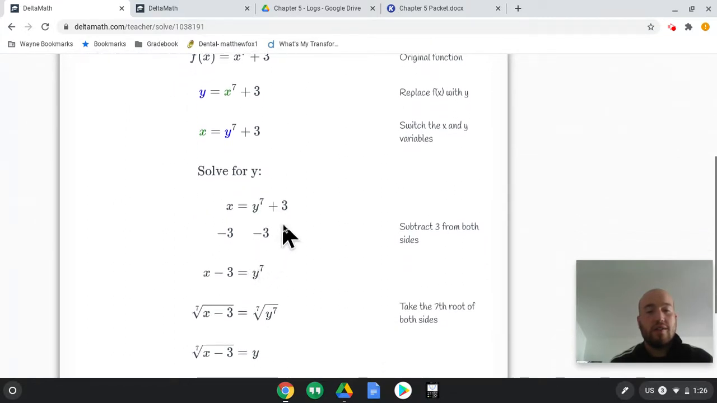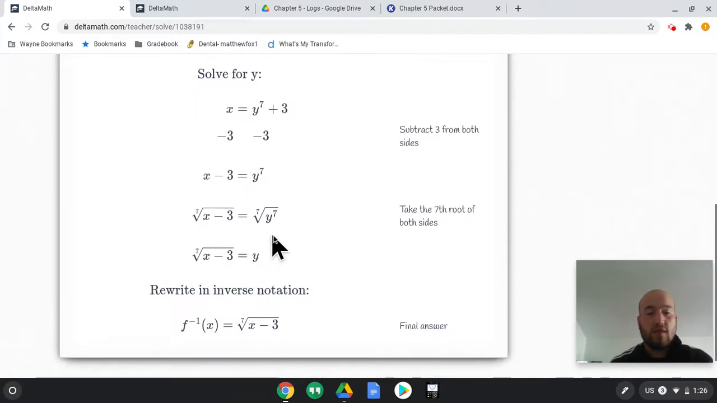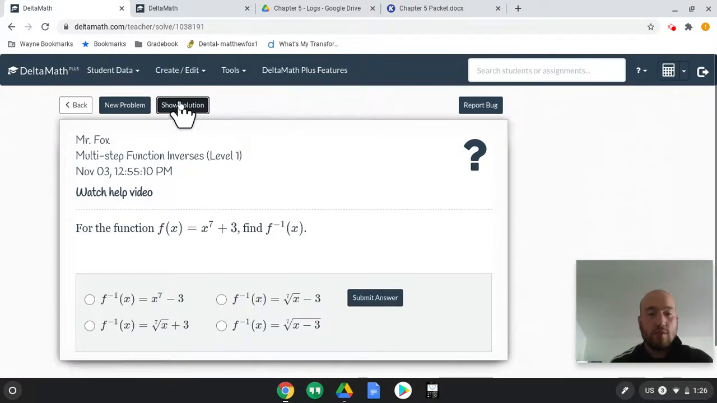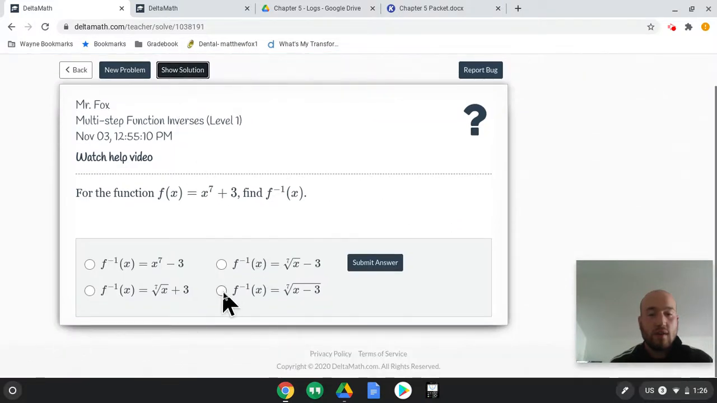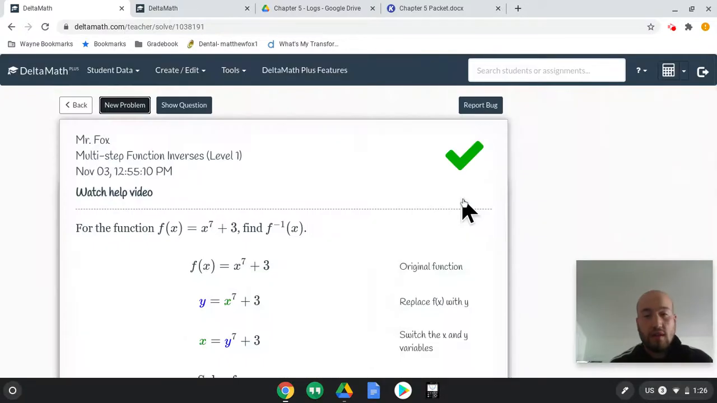So here, you're just going to subtract the 3 over. You'll get x minus 3 equals y to the 7th. Anytime you have an exponent, if it was y to the 2nd, we do the square root. If it's y to the 3rd, we do the cube root. If y to the 7th, we do what's called the 7th root. Okay, so we take the 7th root of both sides, and that will cancel out with the 7th, and we would be done. Since this is multiple choice, all we have to do then is choose that, and we can submit it, and there we go.